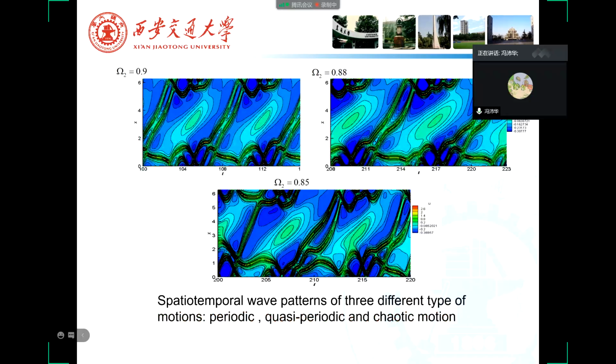And this process can also be illustrated by the spatial-temporal wave patterns of these three different types of motions. We can see that for the periodic, quasi-periodic, and chaotic motions, the patterns are more and more complicated: from the regular one to the more irregular one, and at last the completely chaotic one.